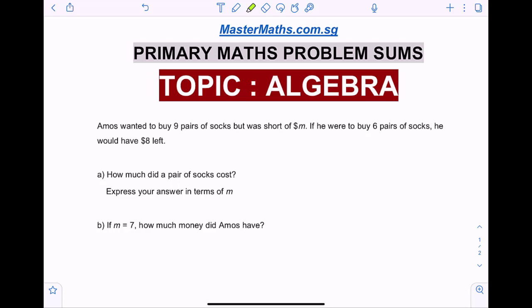Amos wanted to buy 9 pairs of socks but was short of $M. If he were to buy 6 pairs of socks, he would have $8 left. Part A, how much did a pair of socks cost? Express your answer in terms of M. If M is equal to 7, how much money did Amos have?